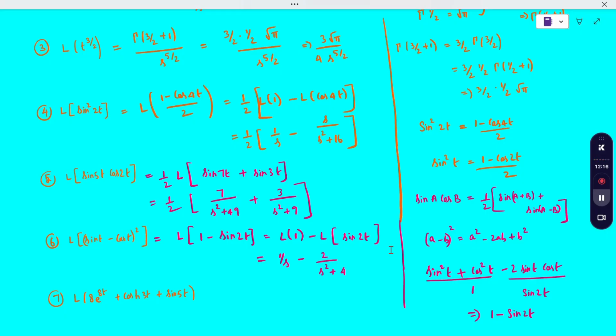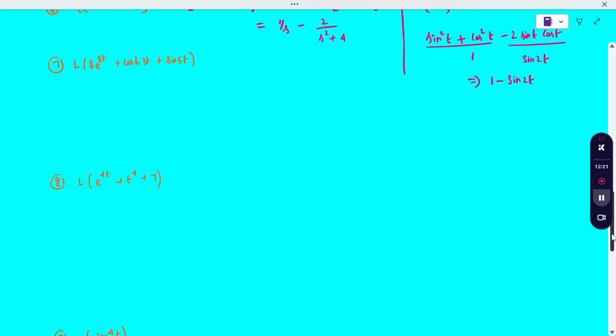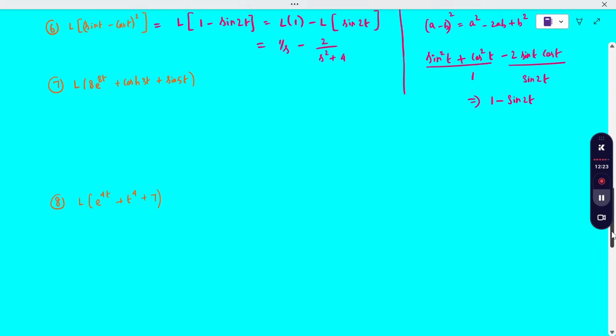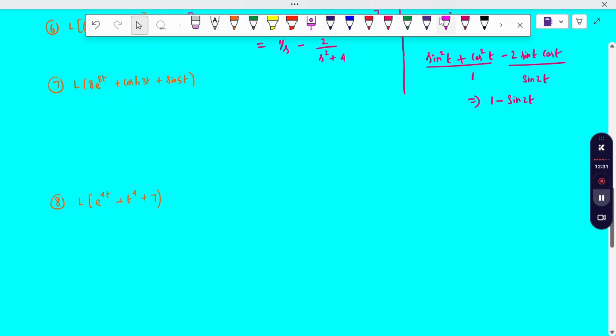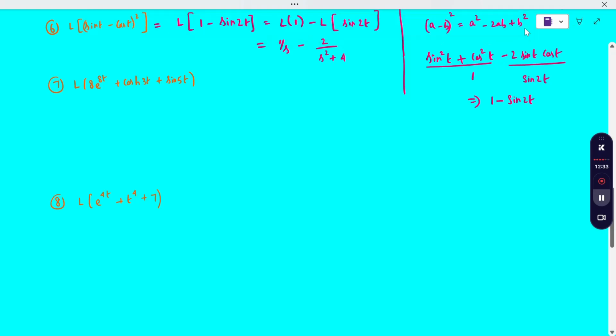So completed. Okay. So the next problem, the 7th, is very simple. It is L of 8 e to the power 8t plus cos h 3t plus sin 5t. Split all the terms. L of 8 is a constant, so I will take it out, then e to the power 8t, plus L of cos h 3t, plus L of sin 5t.